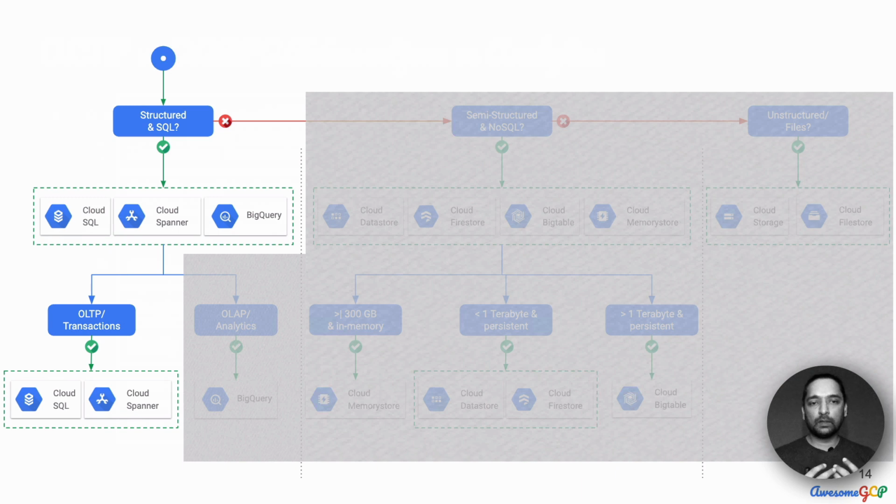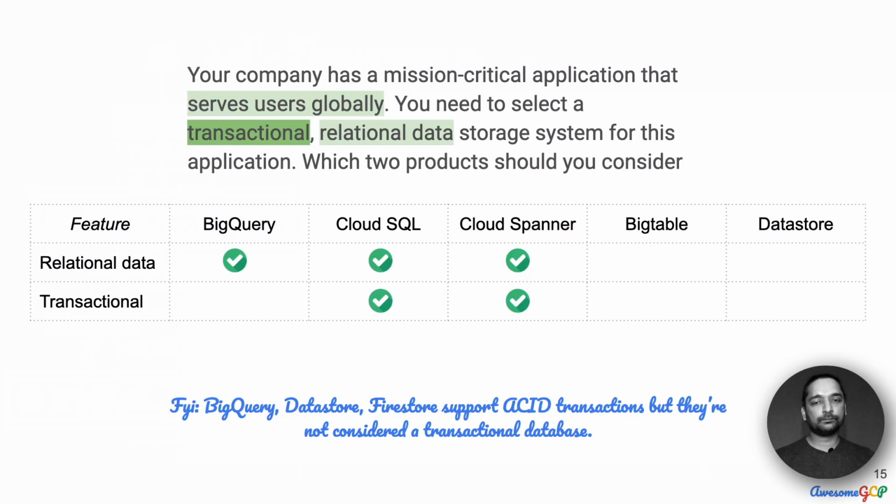Now that we know about transactional databases, we have learned that BigQuery is an analytics engine that is optimized for read as an OLAP, whereas what we want is transactions. So the two databases that suit transactions, or as an OLTP, are Cloud SQL and Cloud Spanner. So we tick those two boxes, but we leave the others empty.